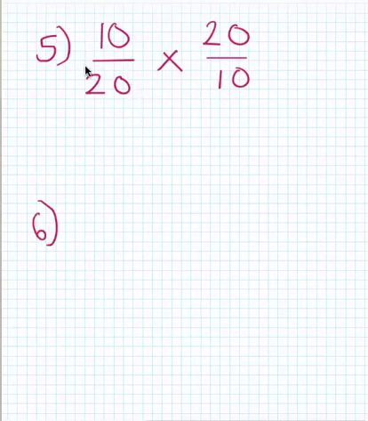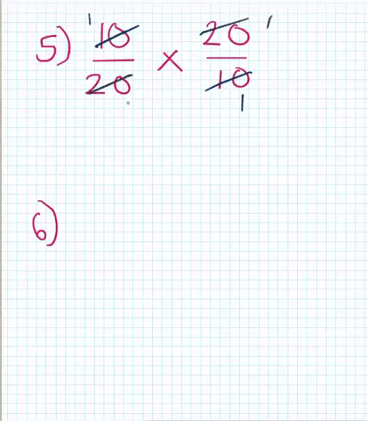Okay, for question 5, I can see that I have a 10 up here and a 10 down there, and also a 20 up there and a 20 down there. And the trick is, if you see the same number on top and on bottom, you can just cross them off. That's a fast trick. And that's because by crossing it off, we're saying 10 divided by 10 is 1, and 10 divided by 10 is 1. And the same with the 20s. I can go 20 divided by 20 is 1, and 20 divided by 20 is 1. Or the shortcut is, if you see the same number on top and on the bottom, just cross it off.